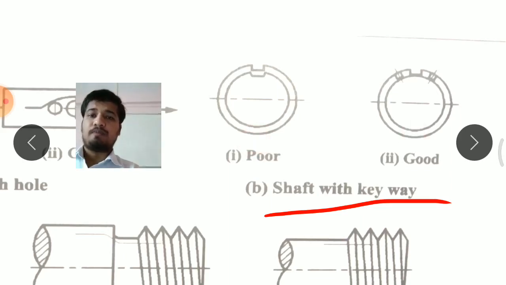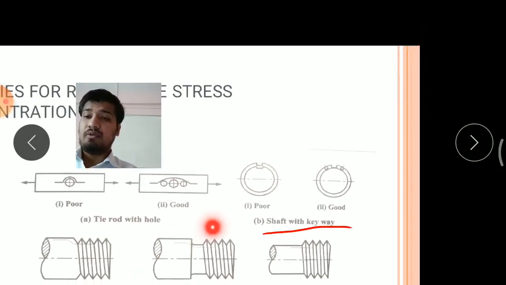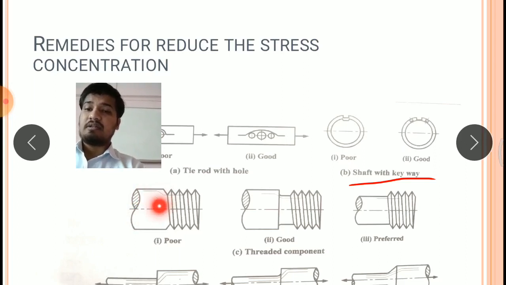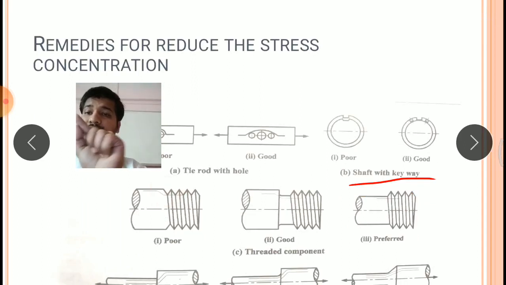Here you can see in this geometry, we call this part poor and this part good. Then we have the next example of a threaded component. In this threaded component we have three figures. You can see that in the first figure the stress line is changing its shape at this portion, because a V notch is produced at that side when the thread is produced, or at the end of the thread.